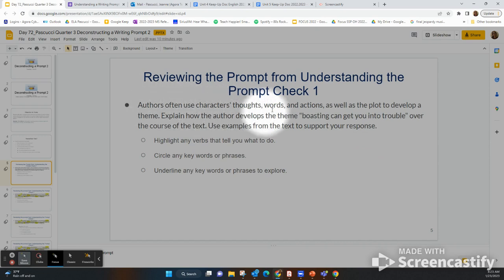Okay, these should be all things that you're familiar with in this prompt right here. All things we've been learning about. Characterization, using characters' thoughts, words, and actions, as well as the plot. You remember the plot chart. And you remember theme, the lesson, the takeaway, what the author wants you to know. Okay? Now, we kind of have to prove that by writing about it. So what we do is we kind of break down the prompt. We highlight any verbs that tell you what to do. We're going to circle any keywords or phrases, and we're going to underline any keywords or phrases to explore.